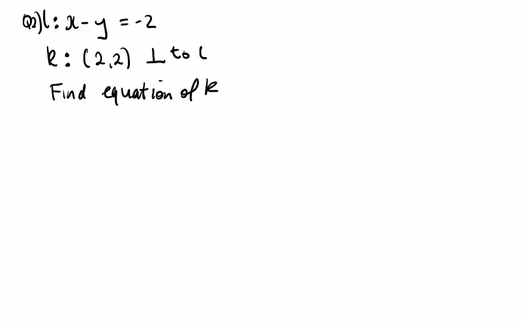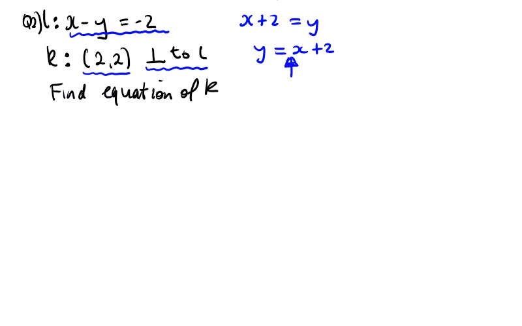So question 2, this time perpendicular. We're given the point in K, contains 2, 2, perpendicular to L. We're given L, so we know we need the slope of L. So the slope of L, I bring the y to the right and the 2 to the left, so I get x plus 2 is equal to y. But just keep the y on the left, y is equal to x plus 2. So the slope here, what number is in front of x? x is 1x, so slope is 1.